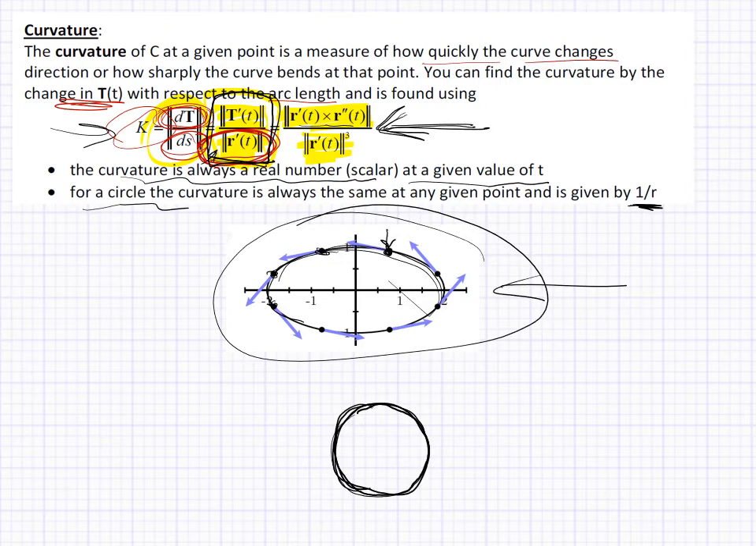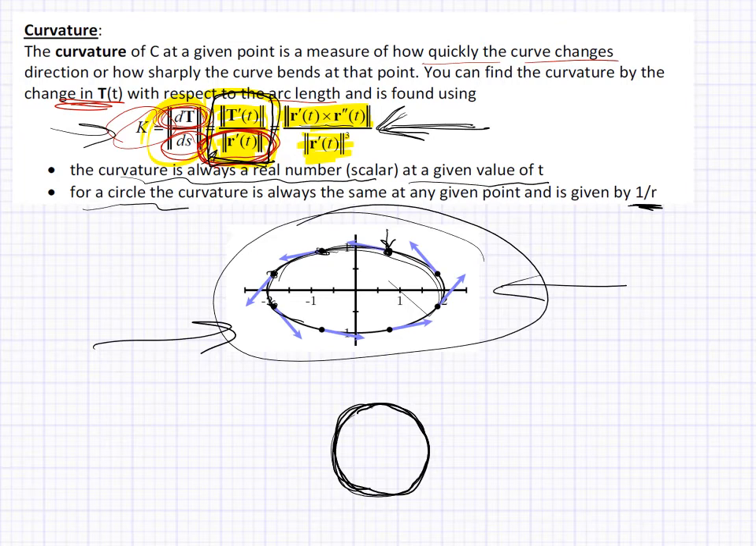All right, so let's look at an example and see how we use the formula to calculate the curvature for a given function. And again, this would work whether it's a 2D curve or a 3D curve. It's just a curve that has to be defined by a vector valued function. That's really the only thing here.